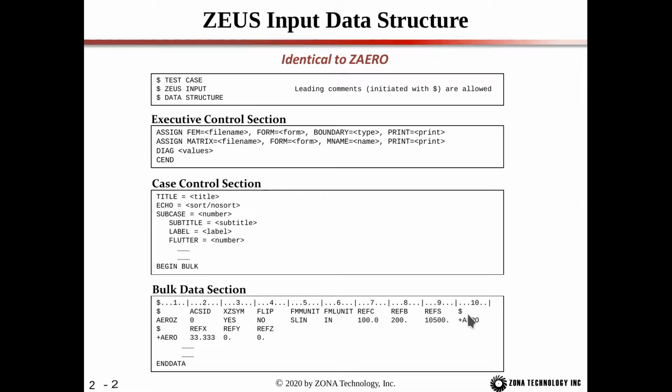The 10th column is reserved for continuation lines. So in this particular instance, the arrow Z card itself is made up of 2 lines. So in our continuation here, we have plus arrow, and then the first field of the second line here, we have plus arrow, which matches. So that signifies that this line is a continuation of the arrow Z bulk data card.